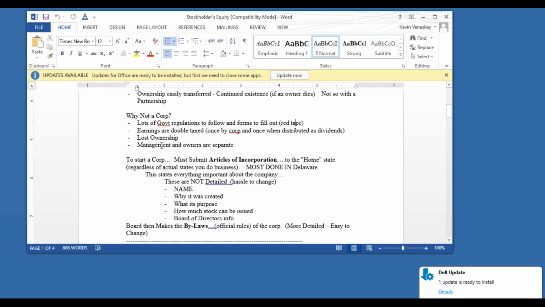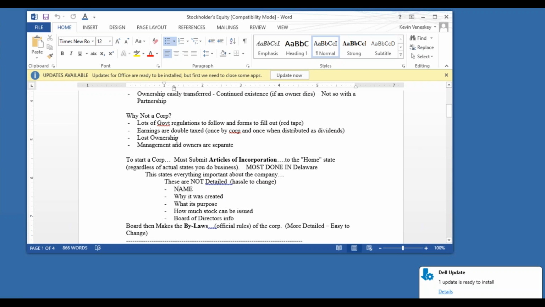If you have a C Corp, because there are different types of corporations that you can be listed as for tax purposes, C Corps are double taxed. They are taxed once on the net earnings of the company, and then they're taxed again when they're given out as dividends to the owners. So there is a good chance of being double taxed, which is never a good thing.